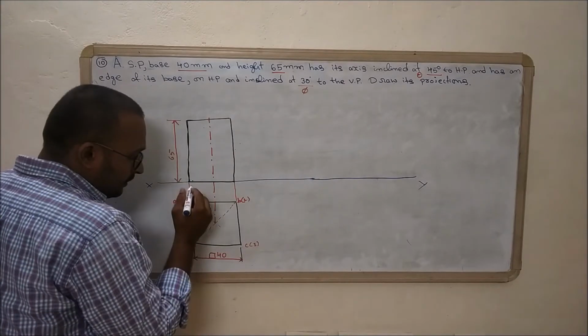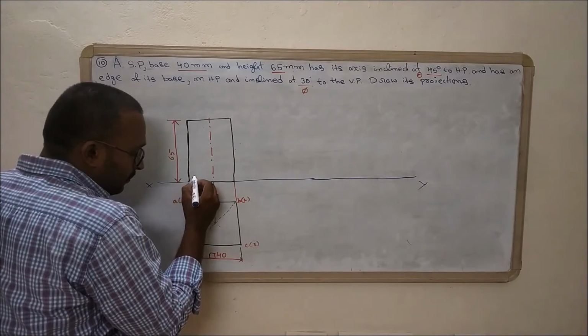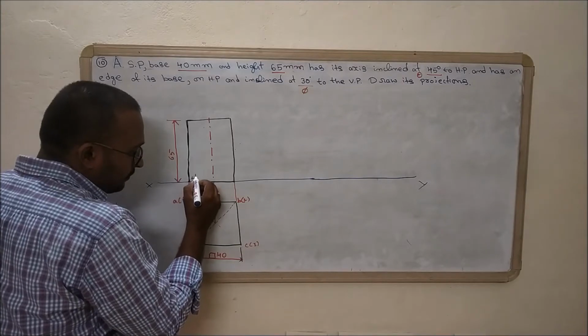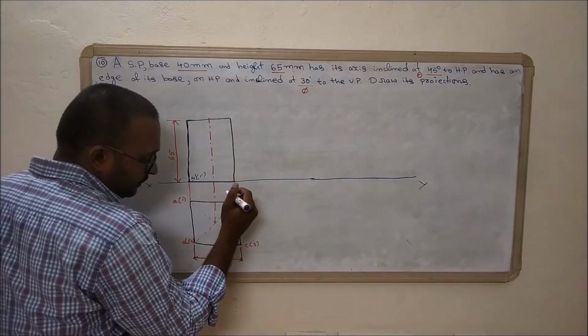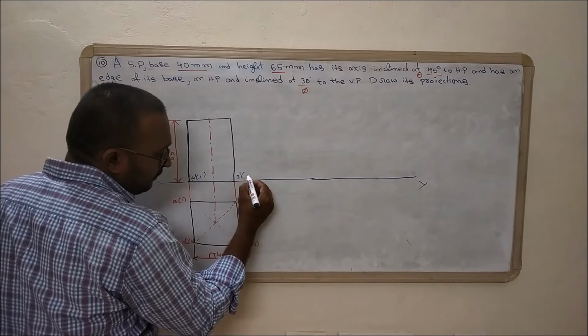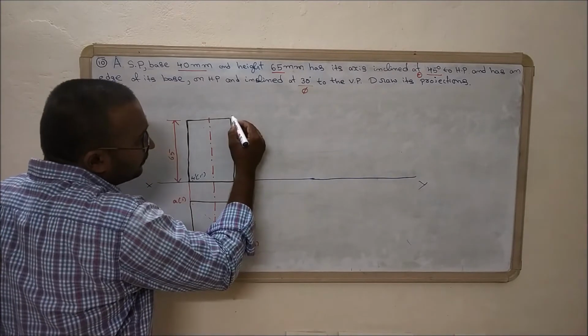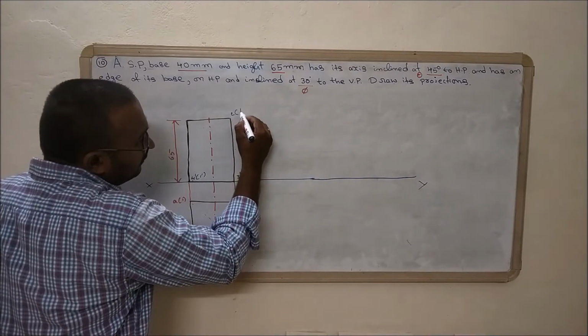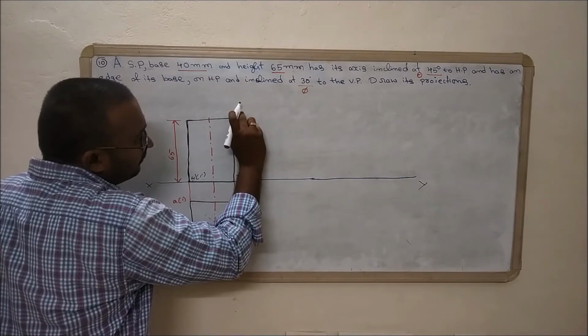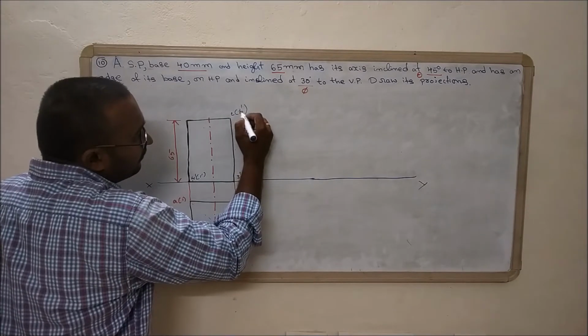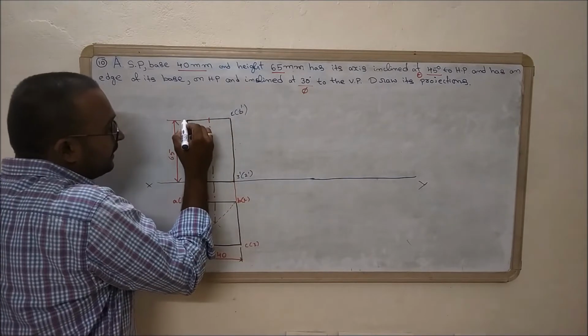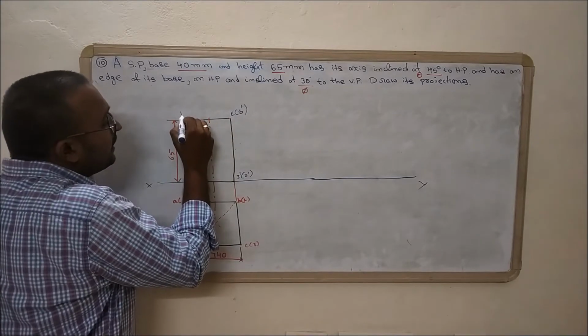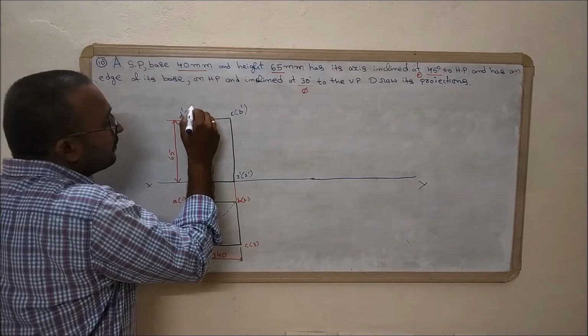So here 4 dash of 1 dash, and then 3 dash of 2 dash, C dash of B dash, and then D dash of A dash.